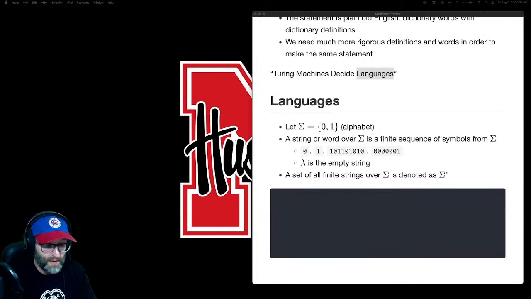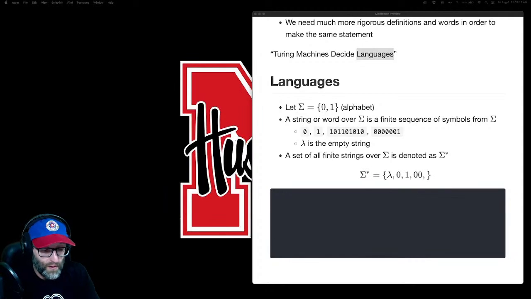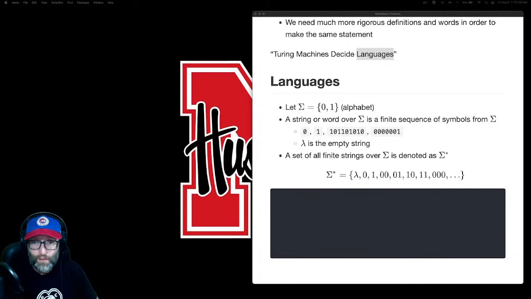In fact, I'll go ahead and write them out here in lexicographic order. Lexicographic order here is going to end up being you order them first by their length. So, of course, the lambda comes first because it has a length of 0. Then 0, 1. And then you start counting in binary, making sure not to drop off those leading zeros. 0 0, 0 1, 1 0, 1 1, and then strings of length 3, 0 0 0, dot dot dot, right? That's the set of all finite strings, right?